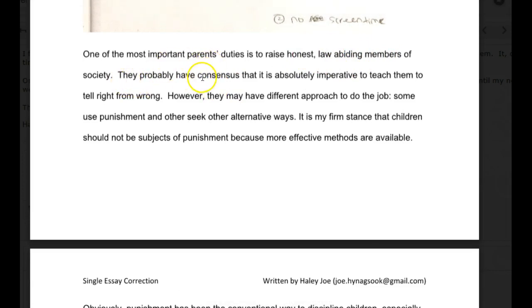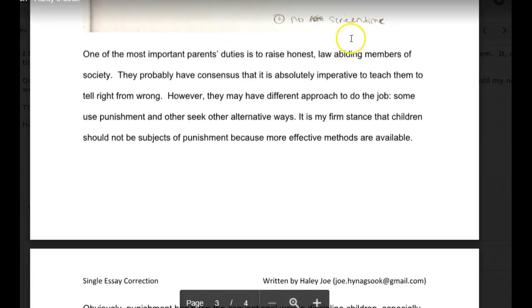They probably have a consensus. It's not wrong. It's probably not the most natural expression. I mean, you could have said instead, there is a general consensus. All right, that's probably a more natural expression. That it is absolutely imperative to teach them.